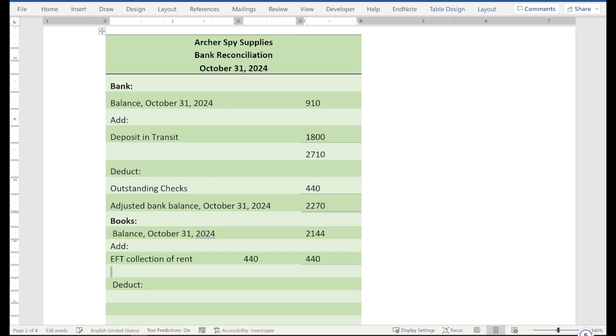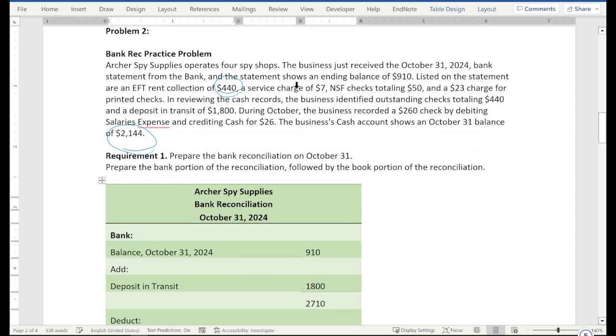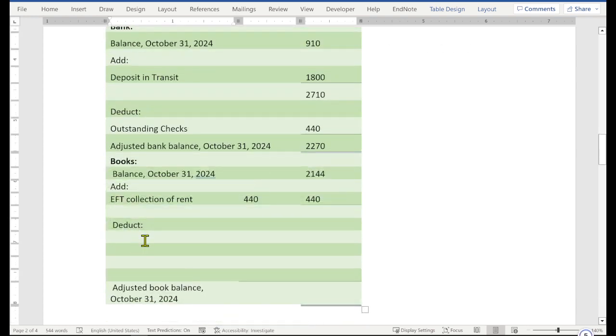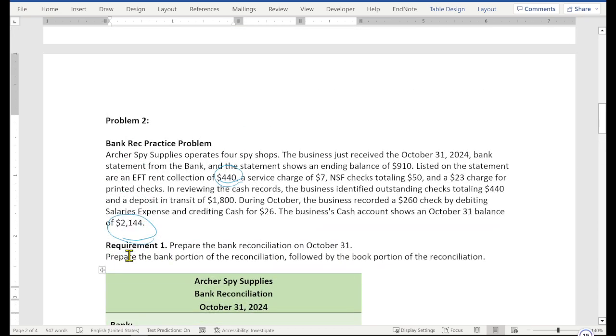Okay, perfect. And next we have a service charge for $7. So we have a bank fee, a service charge that we'll need to take out. We didn't know about it until we saw the bank statement. So let's write in our service charge, $7. Oops, they want it here first. Okay.